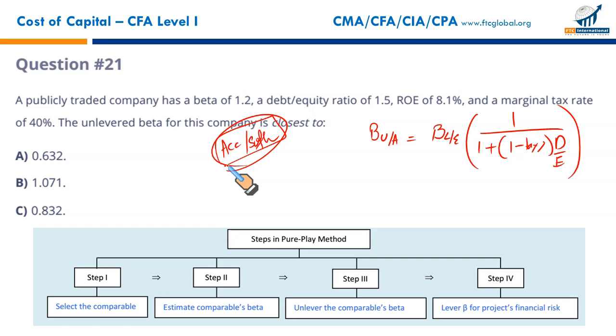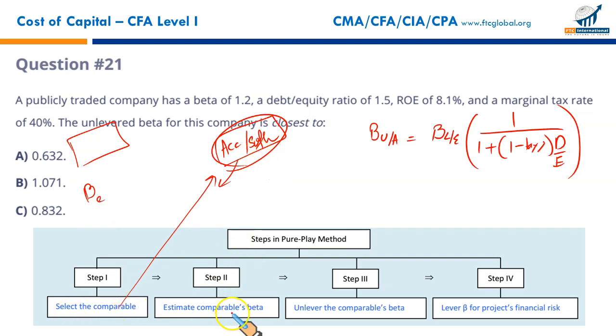Now, I need to invest in a project that is similar to this software development. My current equity beta is different. What I will have to do is take the beta of this firm and use it as a basis. I will select this as a comparable base, unlever this company's beta, and use it to calculate the specific beta for the project related to software development. So the first step is to select the comparable: the software development company.